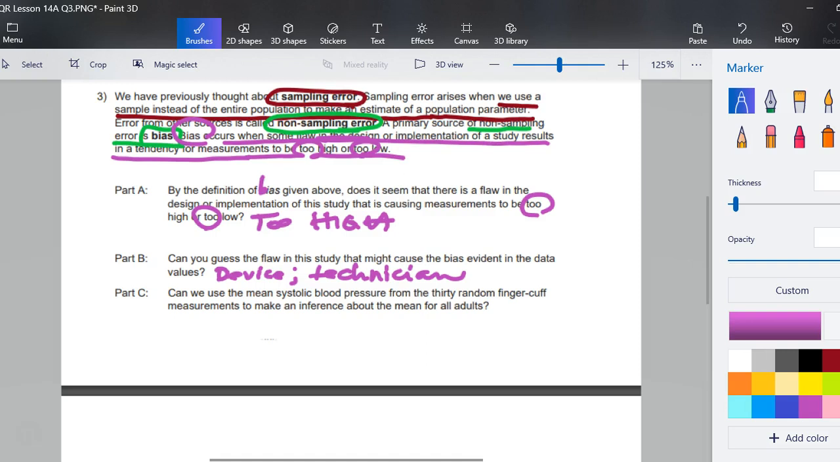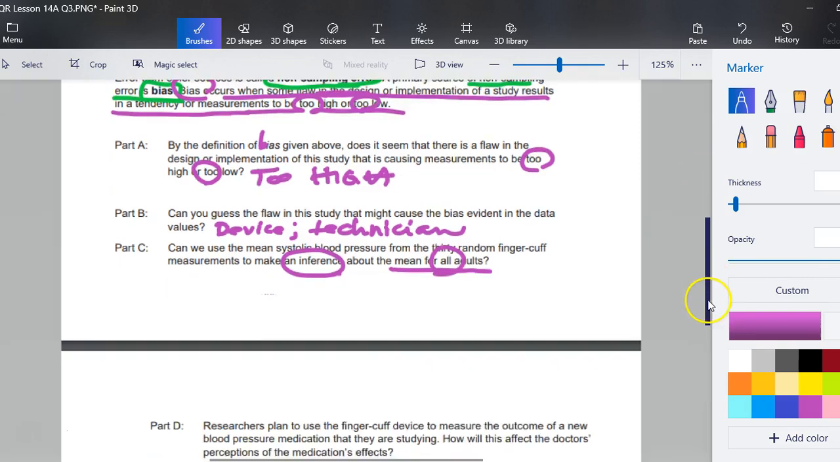Part C, can we use the mean systolic blood pressure from the 30 random finger cuff measurements to make an inference about the mean for all adults? Write what you want to write, but because these values seem to be biased, they yield a mean, an average, that is actually higher than it should be, and that can be misleading if it's used as an estimate for the mean systolic pressure for all adults.